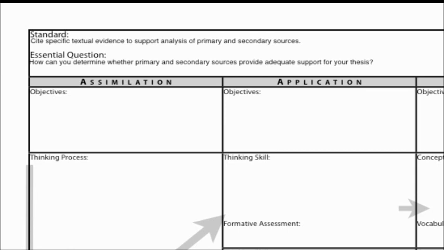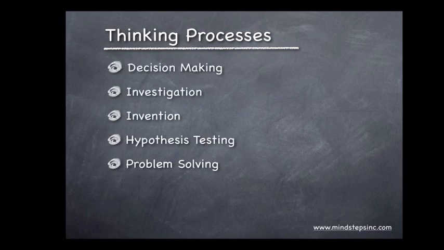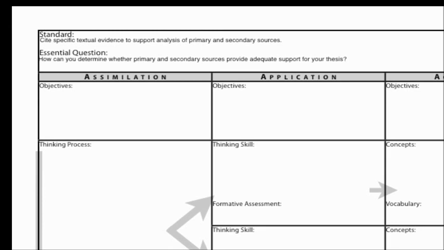There's several thinking processes, and you can find these in my book, How to Plan Rigorous Instruction. Now, based on my standard and my essential question, and remember, my essential question was, how can you determine whether primary and secondary sources provide adequate support for your thesis? There's a keyword there that tells me what thinking process I'm really leaning towards, and that keyword is determine. So the thinking process that I've chosen is decision making.